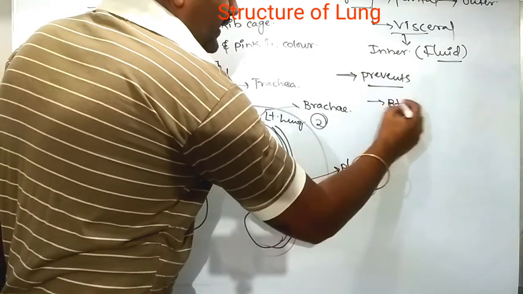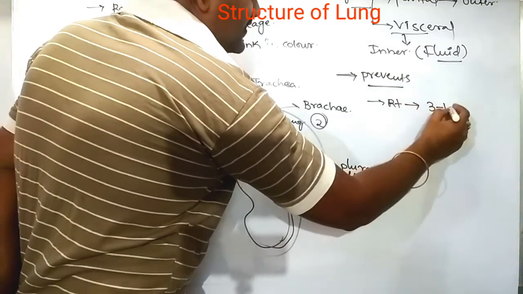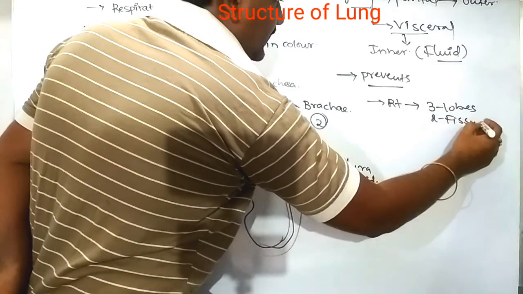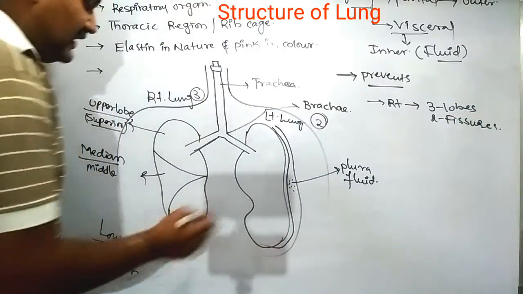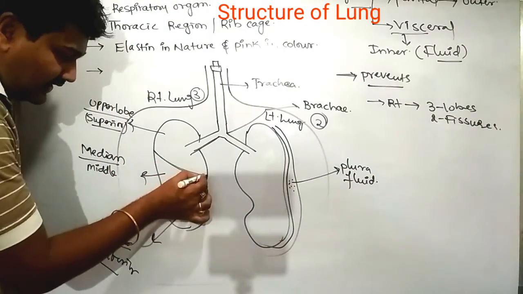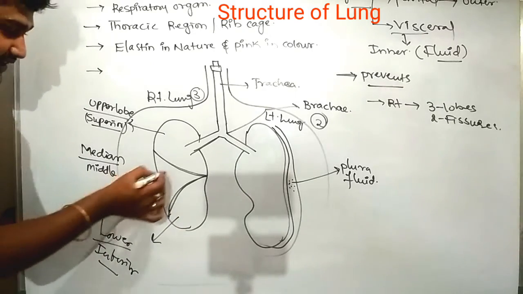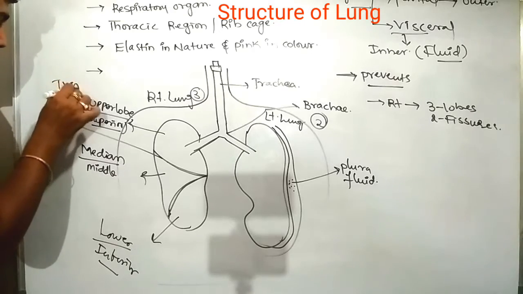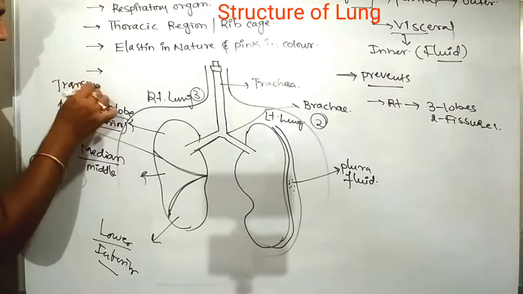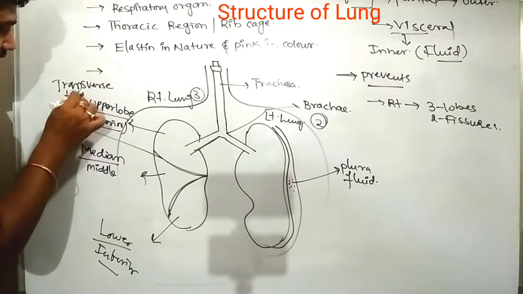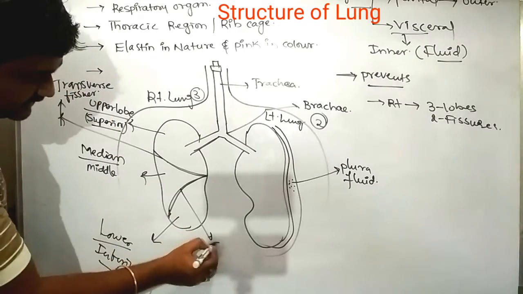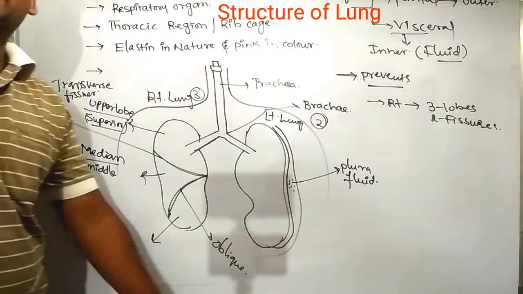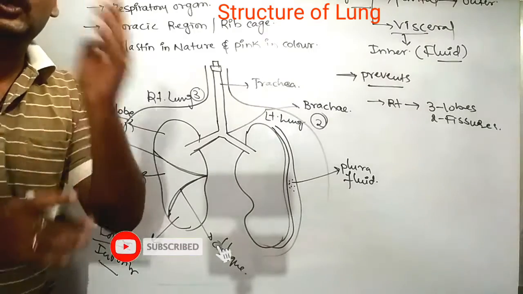The right lung contains how many? 3 lobes, 2 fissures. First one is the transverse fissure, and second one is the oblique fissure. So the oblique and transverse fissures divide the right lung into 3 lobes.